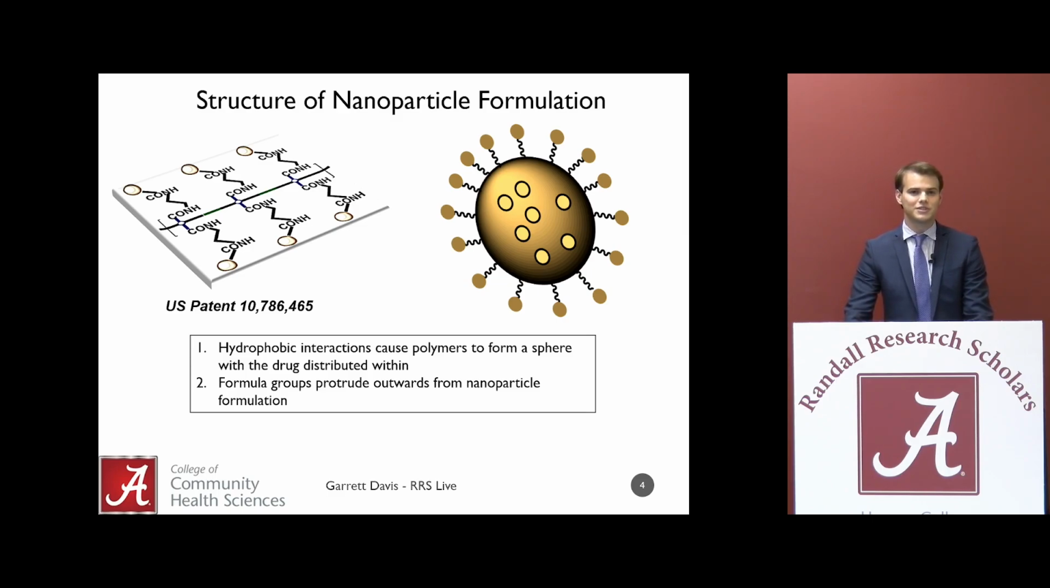Once it passes through the stomach, it'll go into the intestine, where the second benefit comes into play, and that is the formula groups that are protruding from the outside of the sphere. These formula groups can be modified in order to mimic an organic molecule that the gut wall recognizes and wants to let through. This takes your affinity for the gut wall from low to high, meaning all of your drug that survives the trip through the stomach will pass through the gut wall into the tissue rather than being secreted.